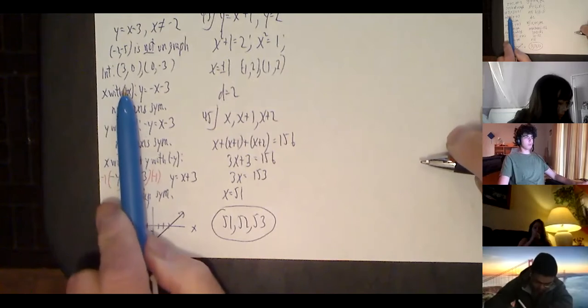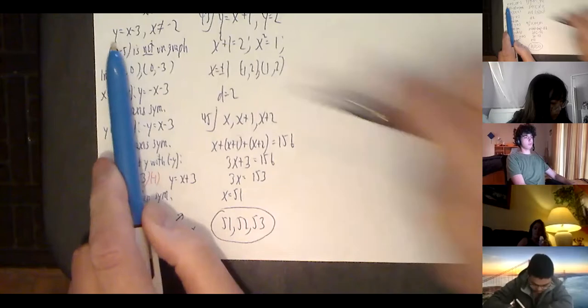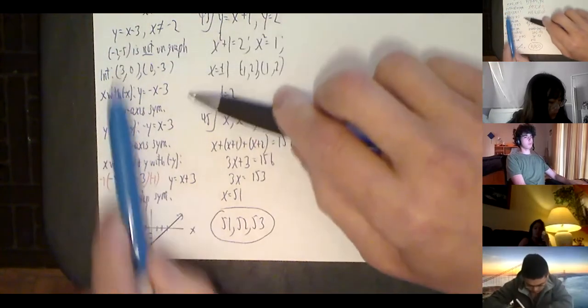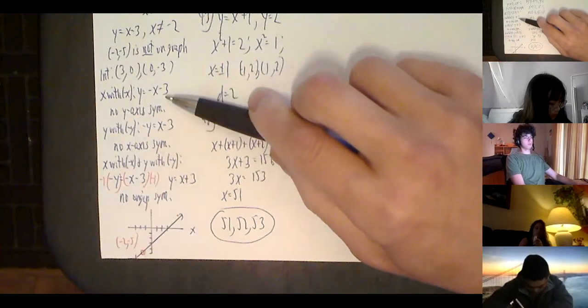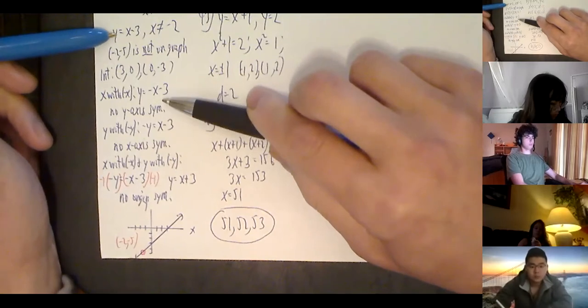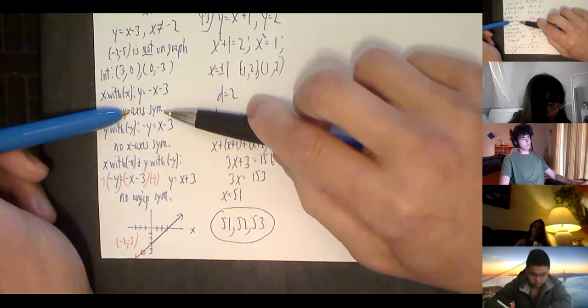Okay, let's check what happens here. In this particular case, you don't have any of the symmetries. Back up here. If you replace x with negative x, put a negative x here, it looks like that. Is that equivalent to the original? Is this the same as this? No, it isn't. So that means I do not have any y-axis symmetry.